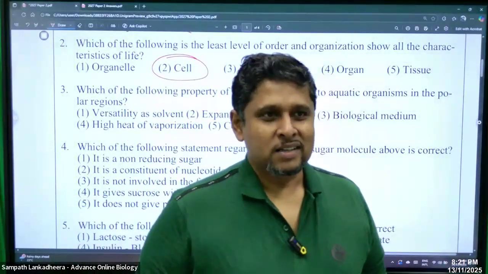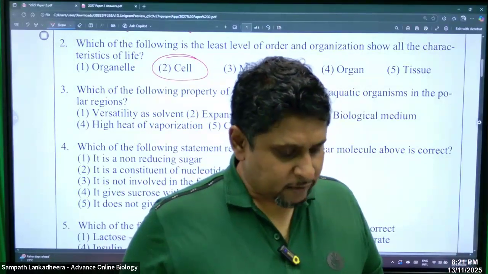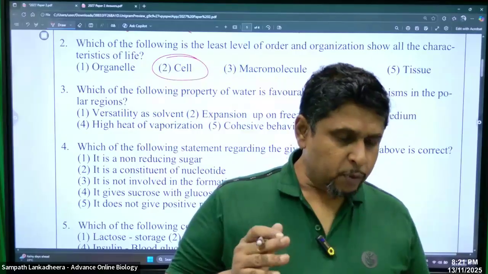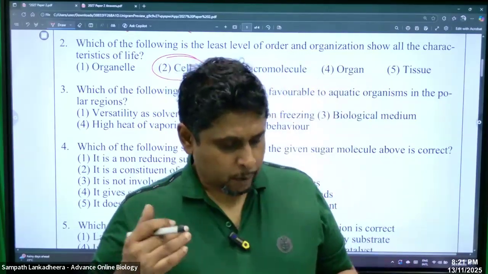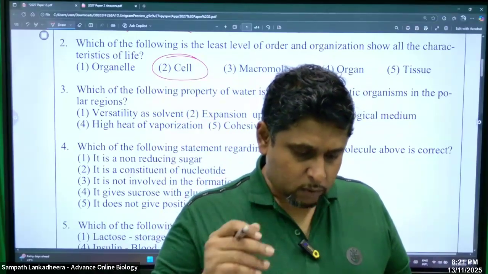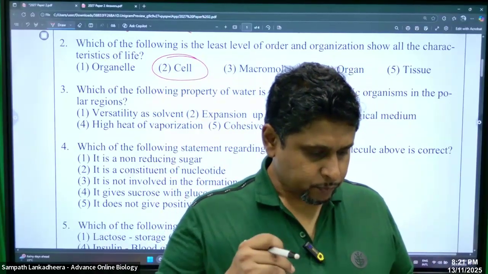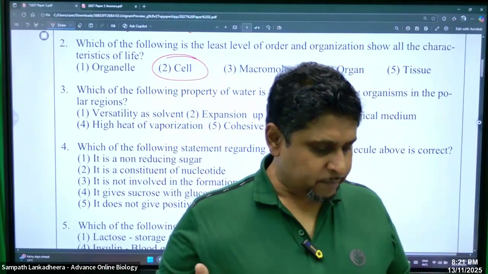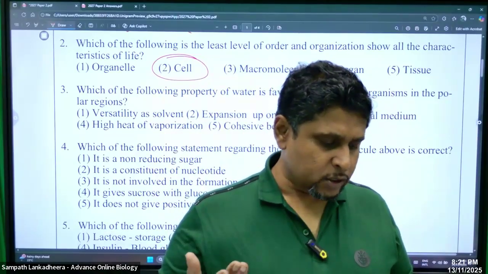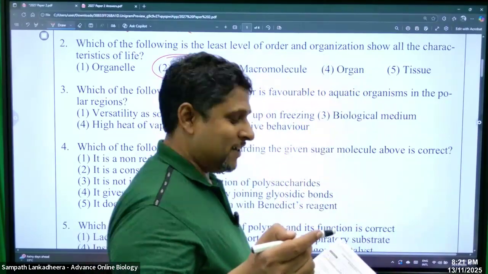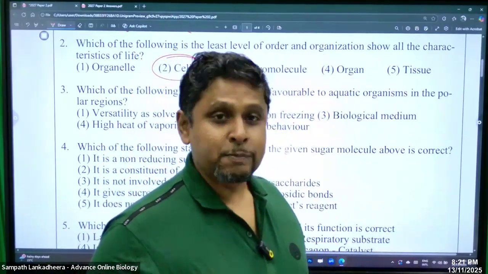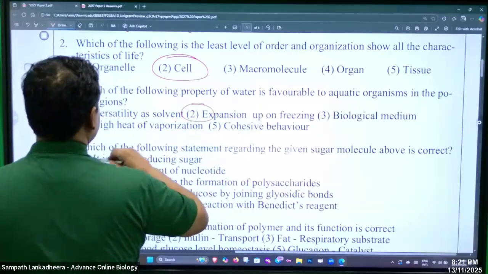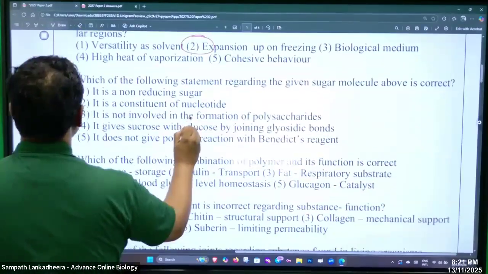All right. So, question number 3. Which of the following property of water is favorable to aquatic organisms in polar regions? Versatility as a solvent, expansion upon freezing, biological medium, high heat of vaporization, cohesive behavior. Shall we take the expansion upon freezing? I think the second is a better answer.